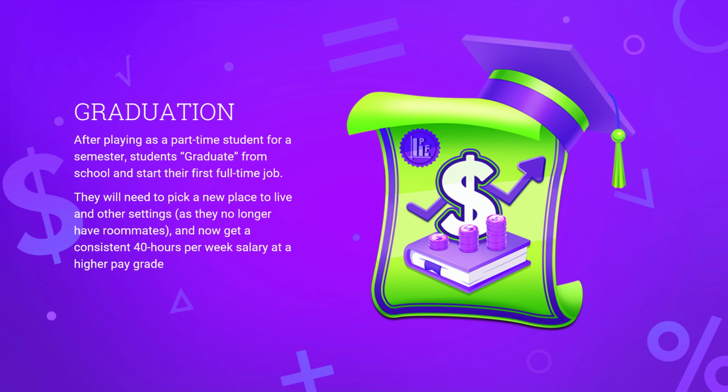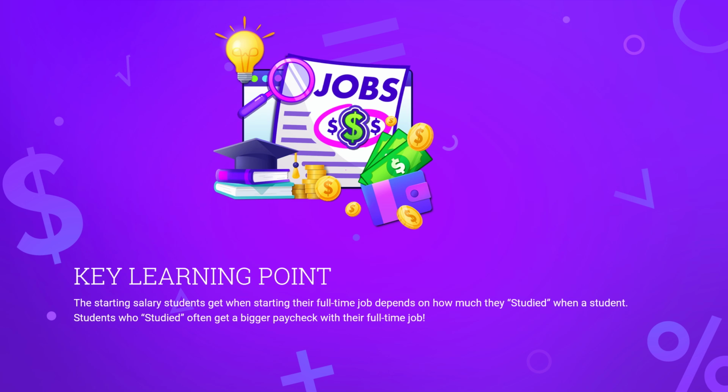Now, partway through the game, your students are going to graduate from their part-time job as a college student, and they're going to start their full-time job. This is a transition phase in the game. The students are going to need to pick a new place to live and a bunch of other settings because they're no longer going to have roommates, and they now have a consistent 40-hour per week salary at a higher pay grade. So they get more pay, they get more consistent pay, but they also have a lot bigger expenses they need to manage. And this is a key learning point that not every student is going to catch, so you as a teacher really need to be aware of it.